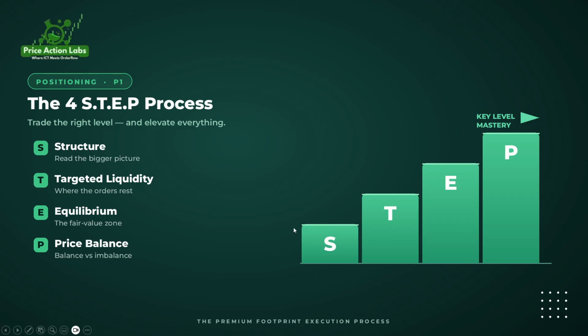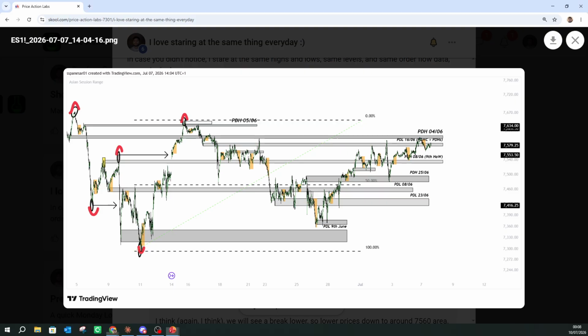I want you to all imagine you're jumping on each of these blocks. You've jumped on structure. You've jumped on targeted liquidity. You've jumped on equilibrium. You've stepped up to the right price imbalance. This becomes key level mastery. So when you look at a chart, these key levels are not random. I haven't made them up. They've been backed with the system, and then more importantly, they've been backed with the order flow.